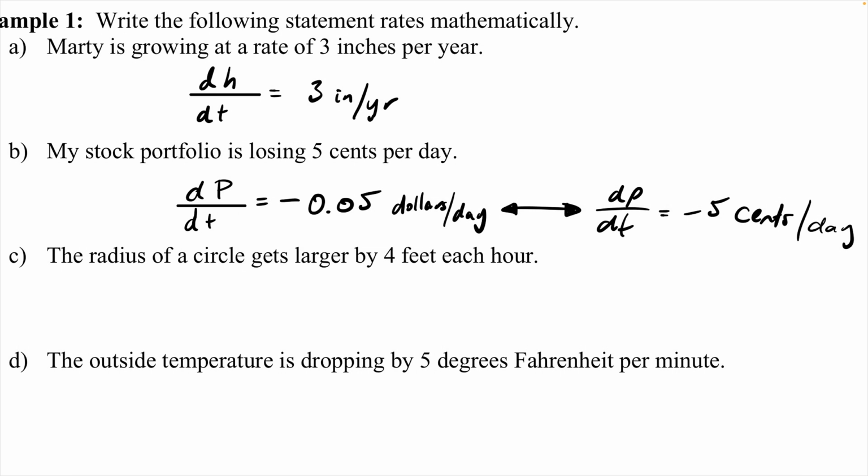Because labeling matters. And like I said, these are free response questions. They tend to be free response questions, and they will take off points for labeling. So make sure you got them labeled. If it's a rate, it's quantity over time. Okay, the radius of a circle gets larger by 4 feet per hour.